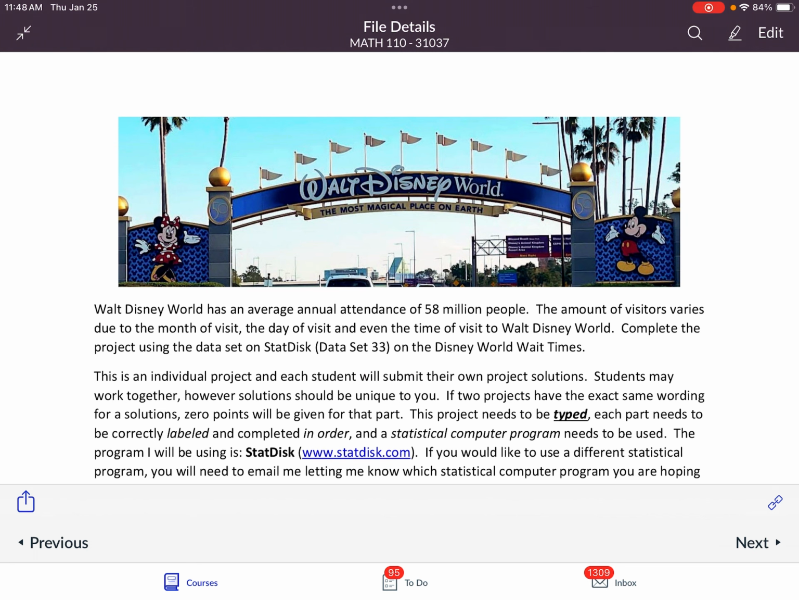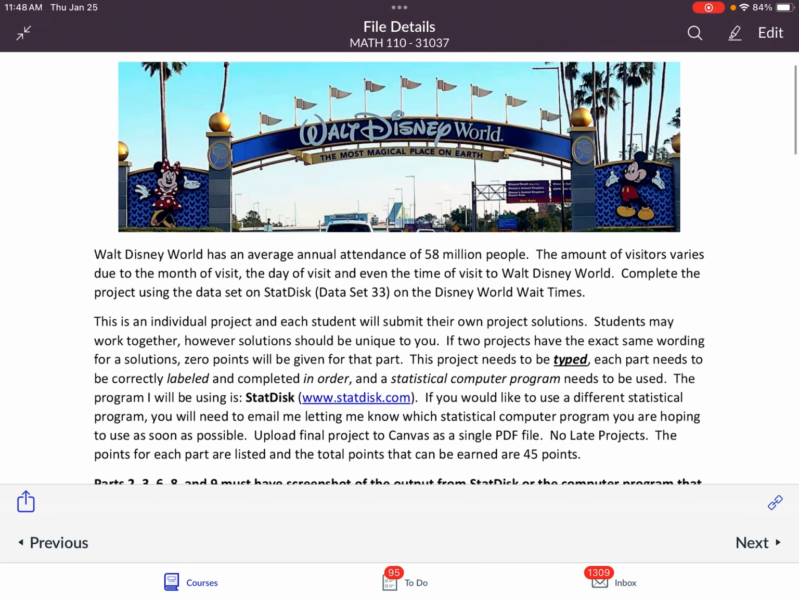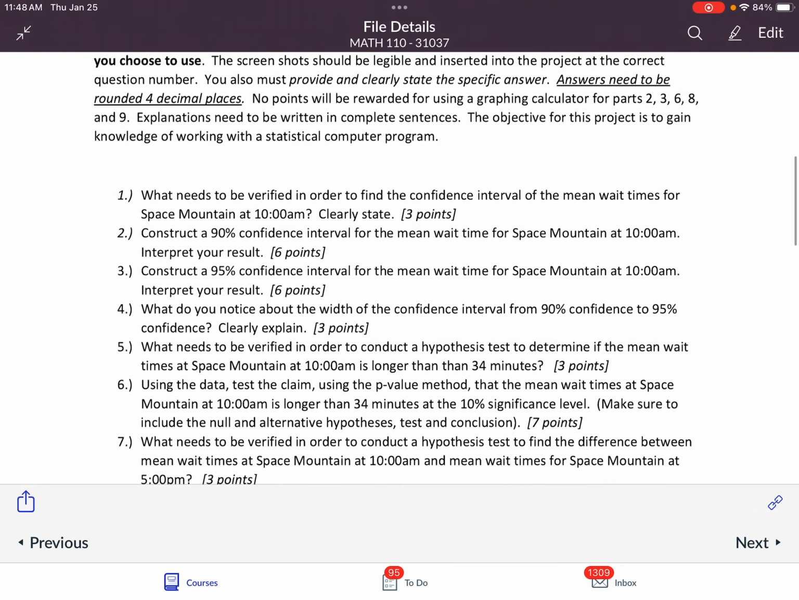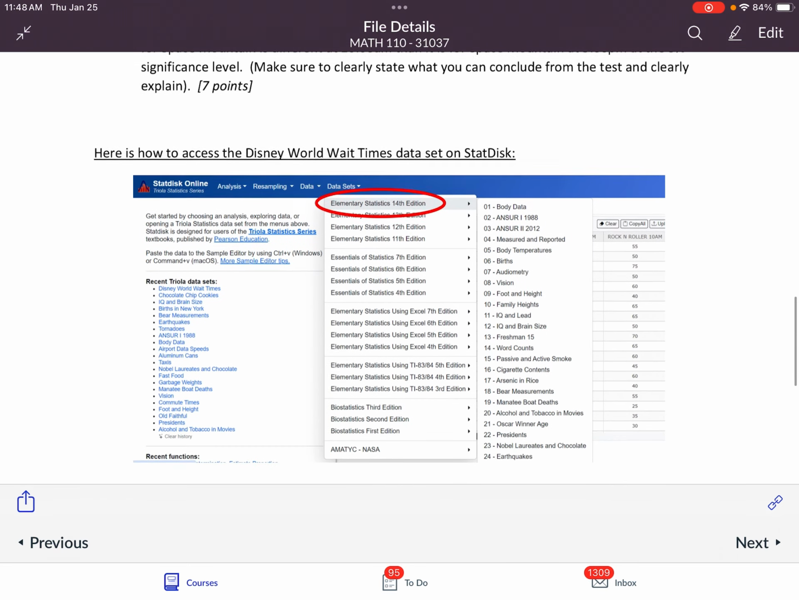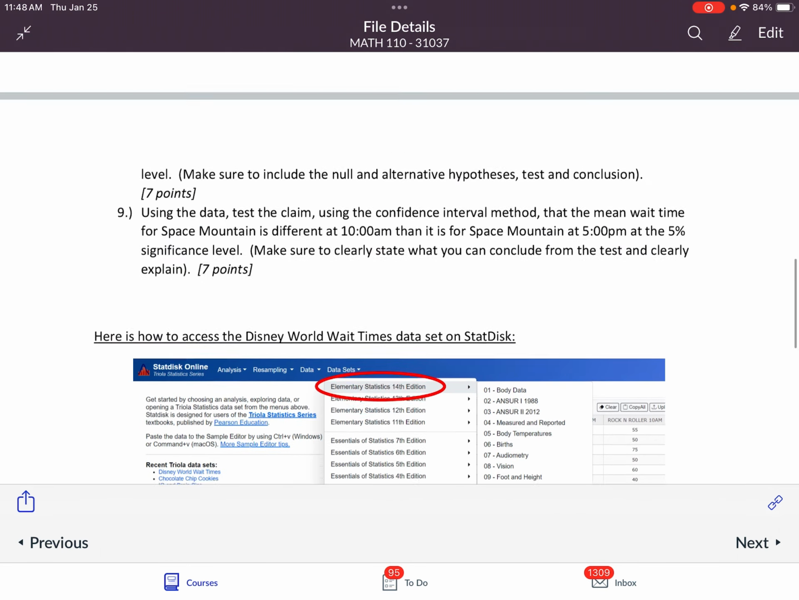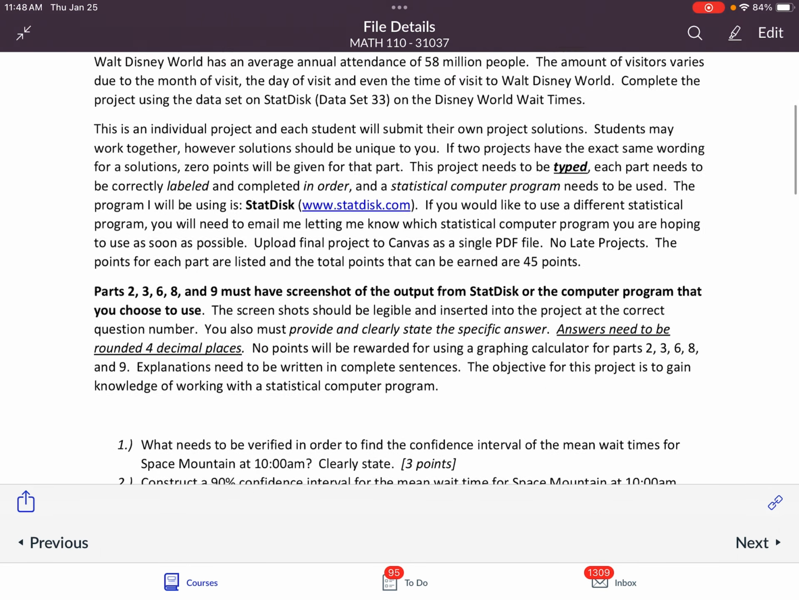We will be using data set 33. And if you're not sure how to find that, it's at the very end of the PDF or Word document. You'll notice that there's going to be some pictures on how to find that data set. So please look at that if you're stuck.